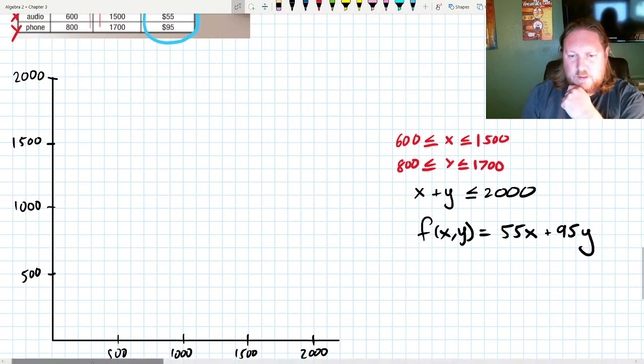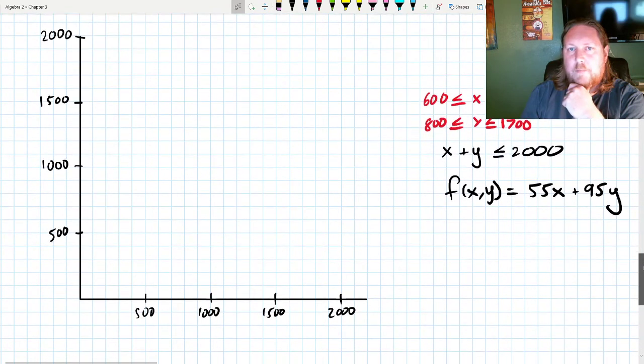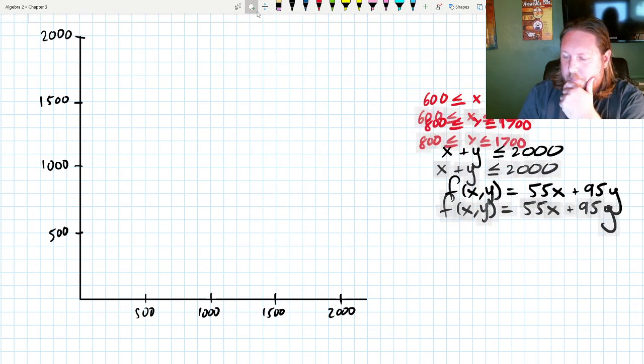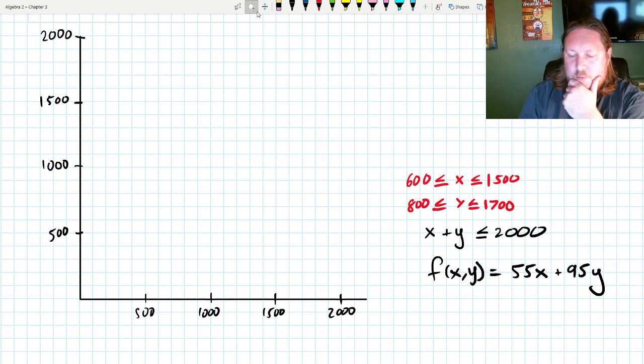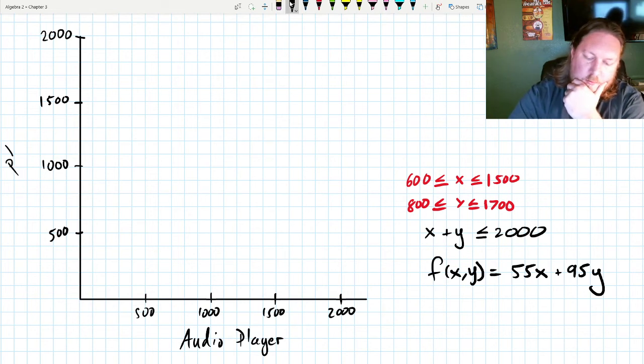Let me see, I actually need a little bit of space there to the side. And I'll bring it down just a smidge so we can see below. So if you remember, for my two variables, X was the audio players. So I'm going to label my X-axis here, audio players. And for my Y-axis, it is the phones. So I'm going to label that phones.